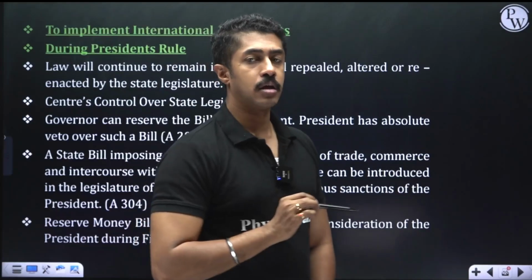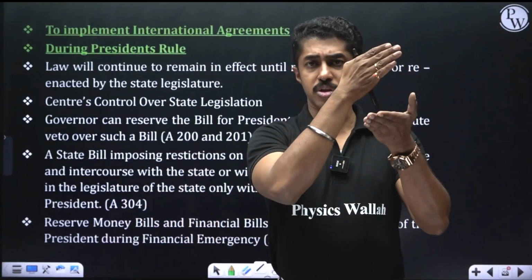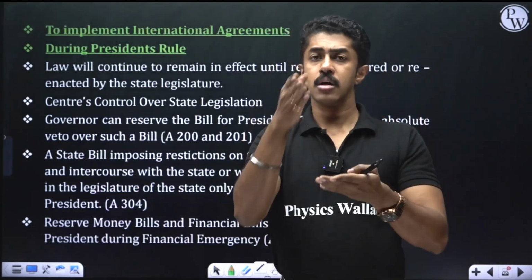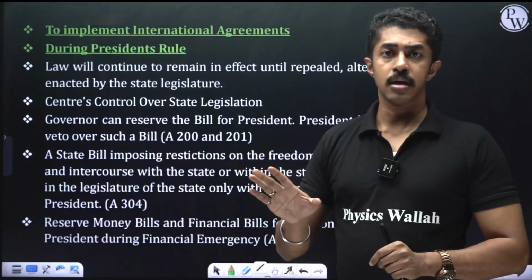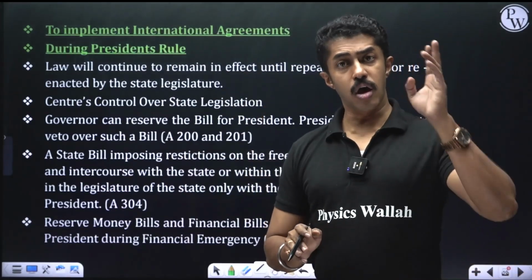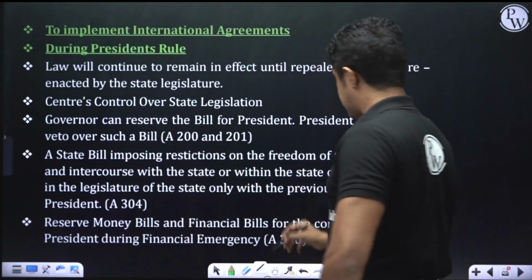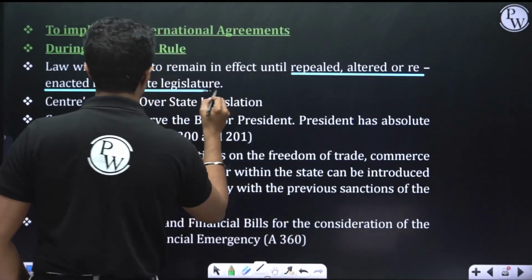What does that mean? In other cases, we saw that automatically after the resolution has not been renewed, from that date to 6 months. National emergency, 6 months. Here, that is not the case. If the Parliament passes a law during a President's rule, that law will continue to remain in effect until it is completely repealed, altered, or reenacted by the state legislature.